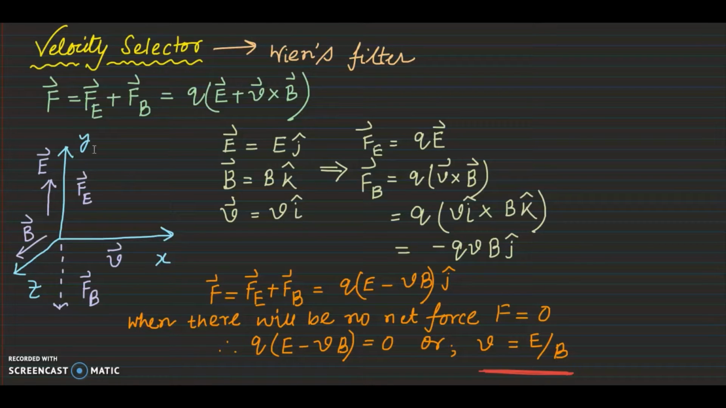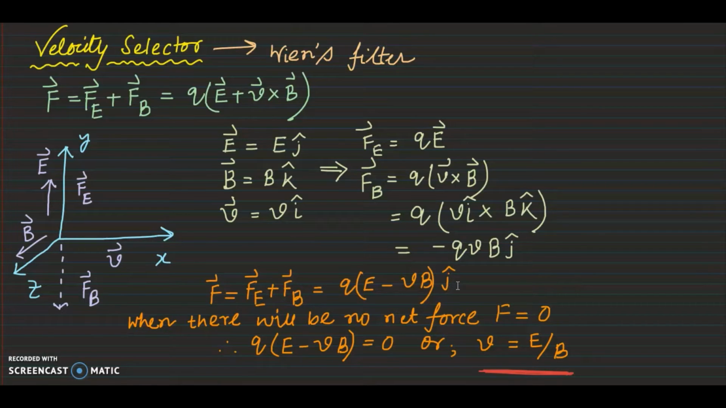So Fe, the force due to the electric field, will be along the y axis, that means qE. And the magnetic force will be perpendicular to both the velocity and the magnetic field, so it will be minus qvB times j cap, so it will be acting along the minus y axis. So the electric force is acting along the y axis and the magnetic force is acting along the minus y axis. Now if we add up these two forces, F vector is equal to Fe plus Fb, so it becomes q times (E minus vB) times j cap.